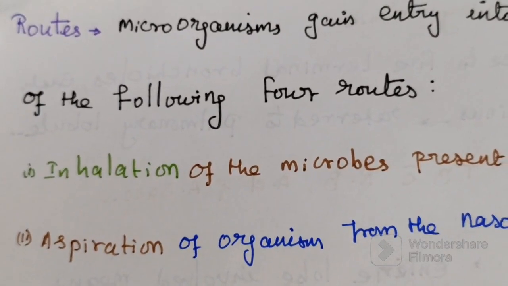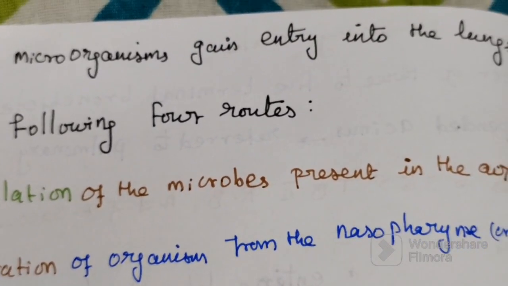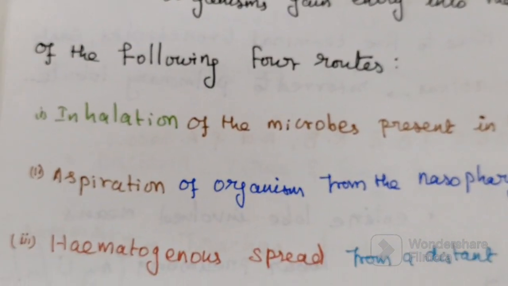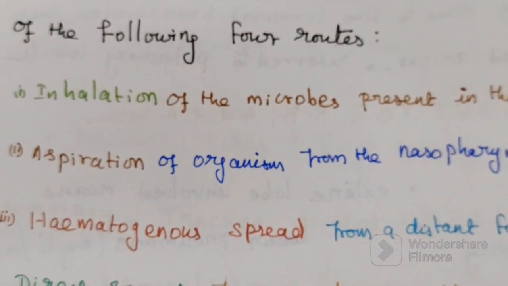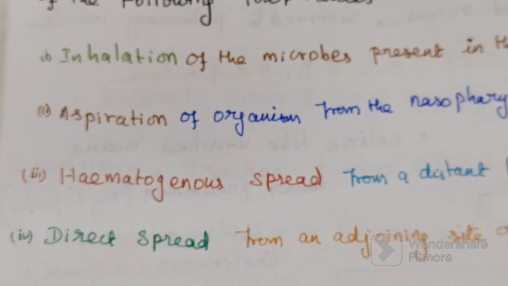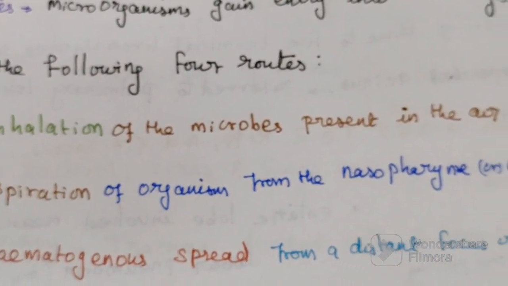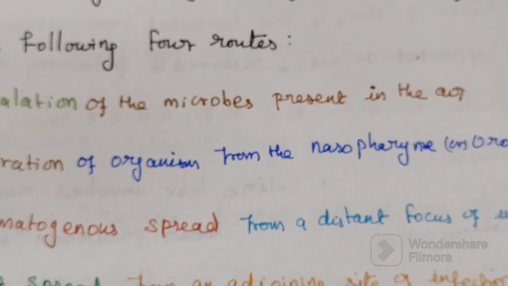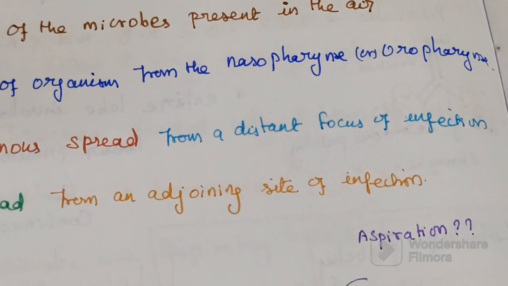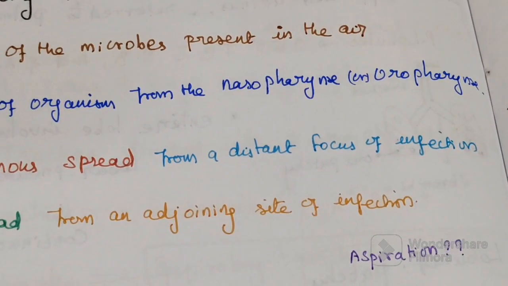Next, how does that organism reach inside? Microorganisms enter into the lungs by one of the following four routes. First one is inhalation, aspiration, hematogenous spread and direct spread. What is inhalation? Microbes present in air, through inhaling, will reach the lungs. The hematogenous spread, from a distant focus of infection, through blood it will reach the lungs.